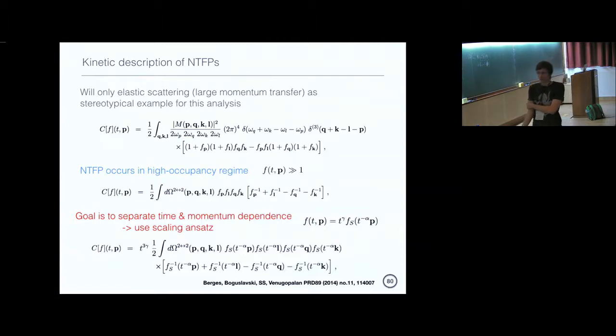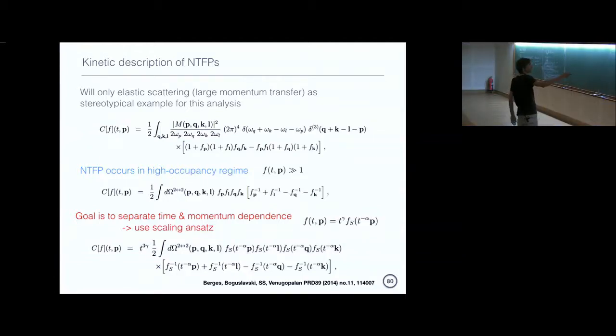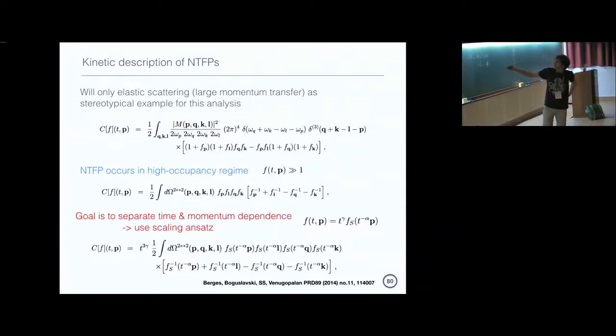Now, what we already know is that these non-thermal fixed points occur in the high occupancy regime. They only occur where we have this large phase space occupancy, and that's essential for the analysis that I'm going to show. In the high occupancy regime, we should be able to expand these 1 plus f terms, only keeping leading powers of f. At first sight you may be tempted to say there are f to the 4 terms here. It turns out that f to the 4 cancels exactly between this process and the inverse process, and so the leading terms that survive are these f cubed terms, which I've written over there.